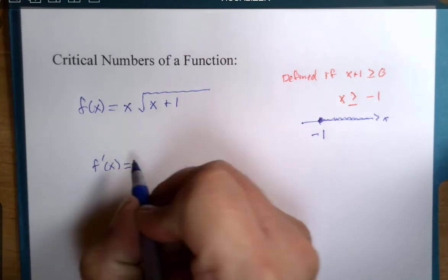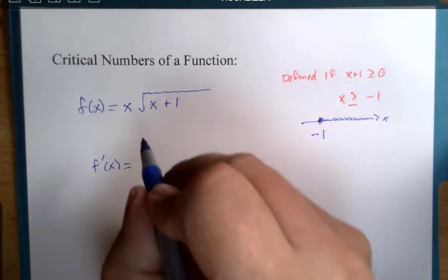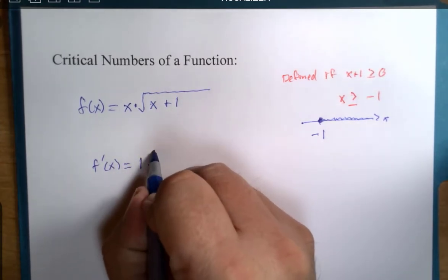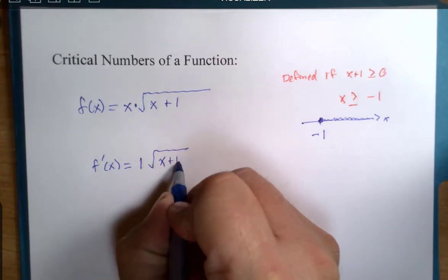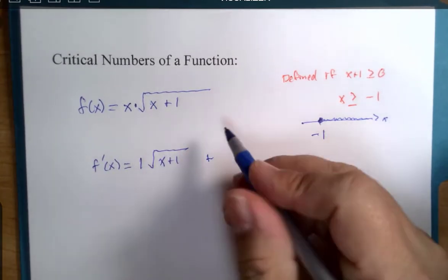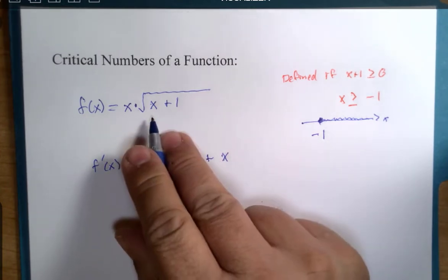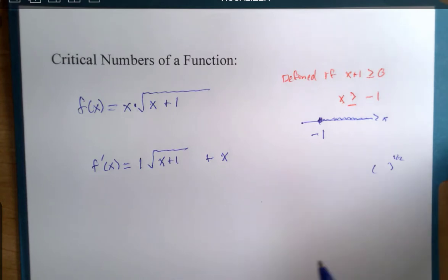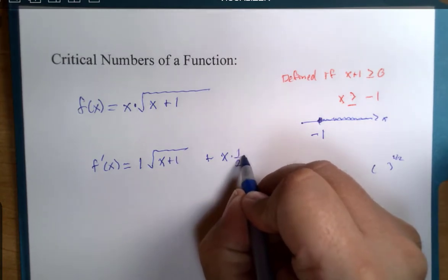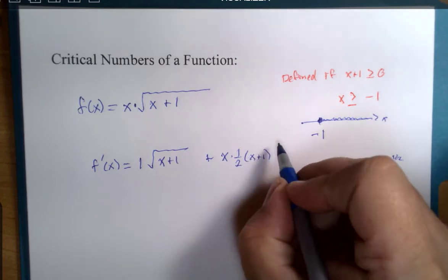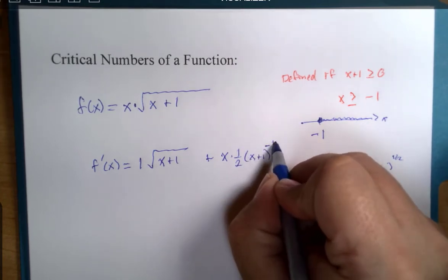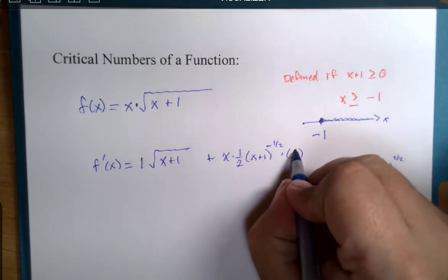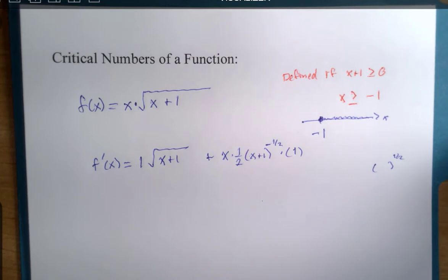A product rule. x multiplied by another function of x. So the derivative of x is 1. We will leave the square root of x plus 1 alone, plus leave x alone. Remember, square root is really the 1/2 power. So it's going to be 1/2 quantity x plus 1, subtract 1 from the exponent, negative 1/2 power, and then we multiply by the derivative of the x plus 1, which happens to be just 1. That would be called the chain rule.